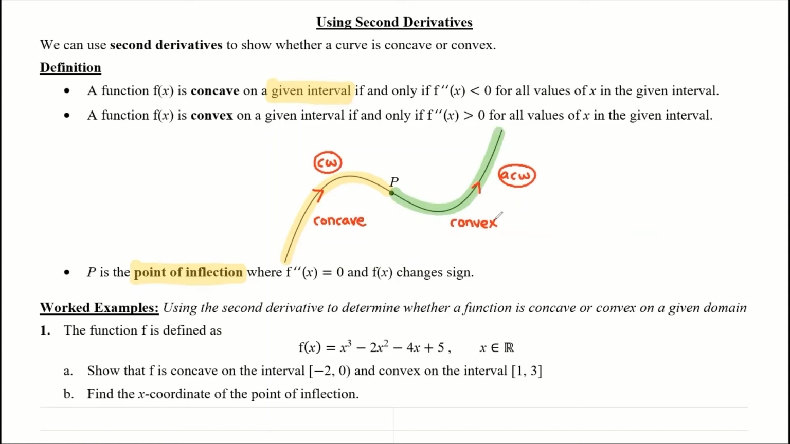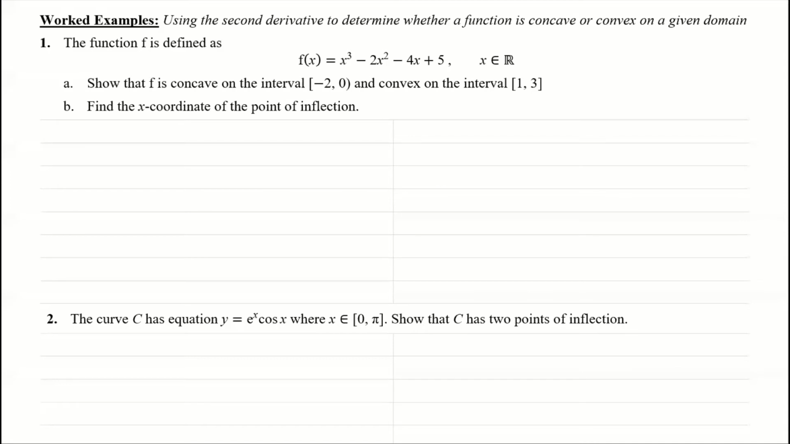Now, let's have a look at some worked examples. So we're going to be using some notation for intervals. I'll explain more about that in a moment, but hopefully that concept is pretty clear. So it builds on what you know about maxima and minima, particularly with quadratics that you learnt in year 1. So for worked example 1, we have a function f of x, which is a cubic. And for part A, we have to show that f is concave on the interval -2 up to but not including 0, and on the interval 1, 3.